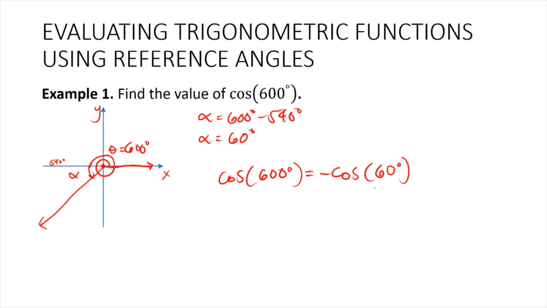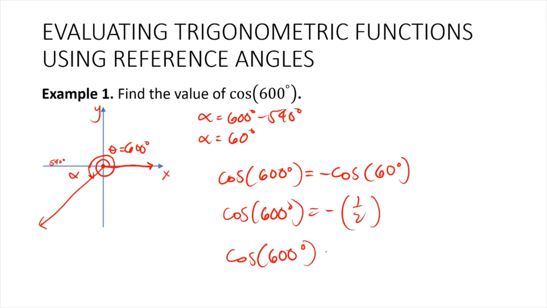Now the next thing we need to do is to evaluate cosine of 60. So we now have cosine of 600 degrees equals negative cosine of 60. Cosine of 60, going back to the unit circle, is the x component of the ordered pair generated from the intersection between the terminal side of 60 degrees in standard position and the unit circle, right? And it's equivalent to 1/2. Therefore, cosine of 600 degrees is negative 1/2.